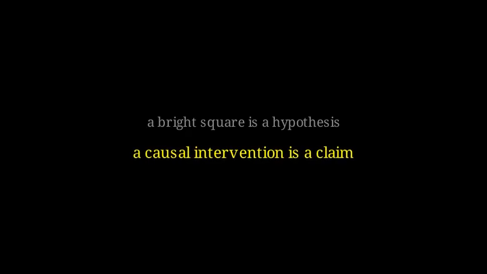The escape is not to stop asking how the model works. It is to demand the right kind of evidence for the answer. A bright square on a heat map is a hypothesis. A causal intervention, patch a value in and watch the answer move, is what turns that hypothesis into a claim you can trust. So read the weights for ideas. Trust the interventions for mechanism. And when someone tells you which head is doing the work, ask the only question that settles it: what happens to the answer when you reach in and change it?